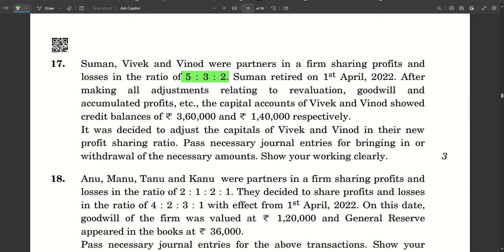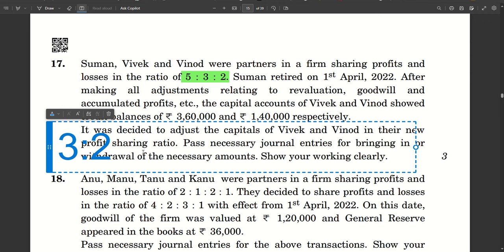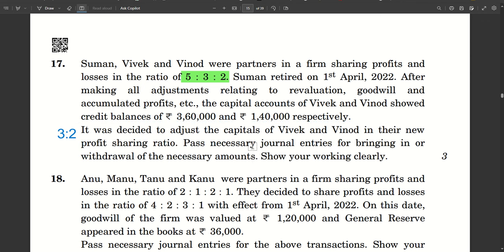So the adjusted capitals for the continuing partners is given already in the question. It was decided to adjust the capitals of Vivek and Vinod in their new profit sharing ratio. So, what's the new profit sharing ratio? Suman is going away, so the continuing partners will share their profits in the ratio 3 is to 2. So the new PSR will be 3 is to 2 only, just for your reference. Pass necessary journal entries for bringing in or withdrawal of the necessary amounts. Show your workings clearly.